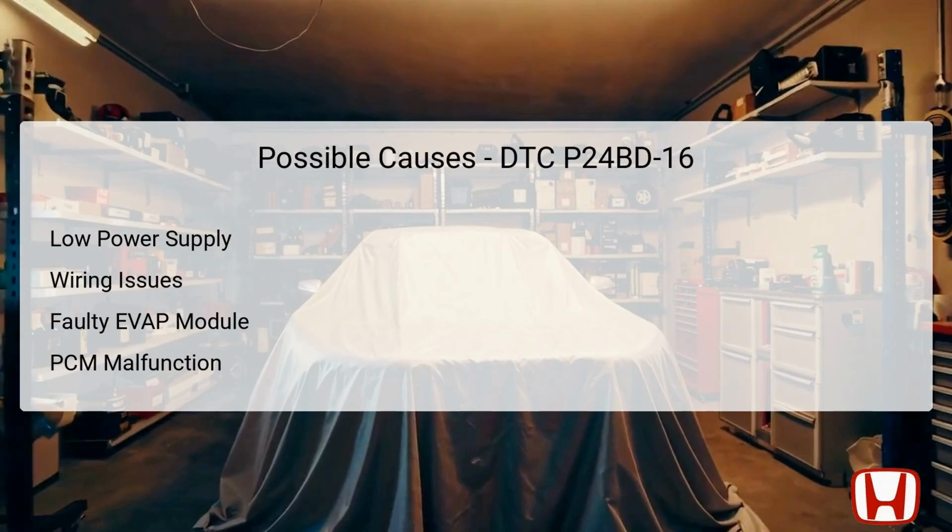First, a low power supply to the CCV or its circuit can trigger this error, suggesting an electrical issue impacting its operation. Wiring issues may also be present, such as open circuits or shorted connections that interrupt correct signal transmission. Another possibility is a faulty EVAP leak check module. Since the CCV is integrated into this module, its performance is directly linked. Lastly, if other components check out fine, the PCM itself could be malfunctioning, necessitating further inspection and diagnosis. Each potential cause should be verified through systematic testing, as outlined in the diagnostic guide, to ensure accurate repairs.